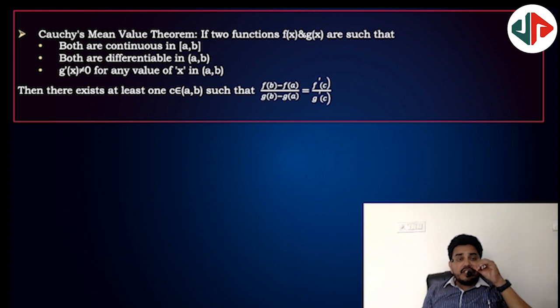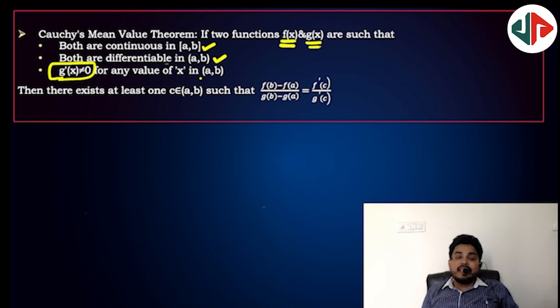Now, what about Cauchy's mean value theorem? Cauchy's mean value theorem is a combination of two functions, particularly in the limit L'Hospital rule we apply from here only. F of x and g of x are two functions, continuous in the closed interval a to b, differentiable in the open interval a to b, but g dash of x is not equal to 0 in the interval a to b. Then f of b minus f of a by g of b minus g of a is equal to f dash of c by g dash of c. So actually you can write like this.